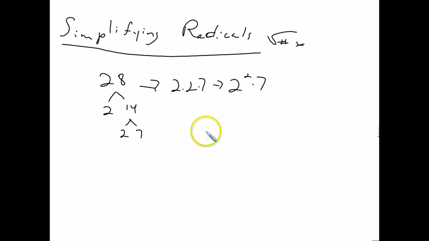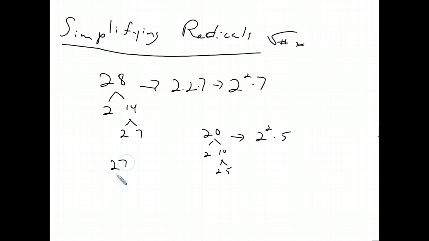Another example, if I want to do the prime factorization of 20, I have 2 and 10. 2 is the prime. 10 goes to 2 and 5. So I know prime factorization of 20 is 2 squared times 5. Notice I have kind of a pair of 2's here and a pair of 2's here. Doesn't always have to be a pair of 2's though.